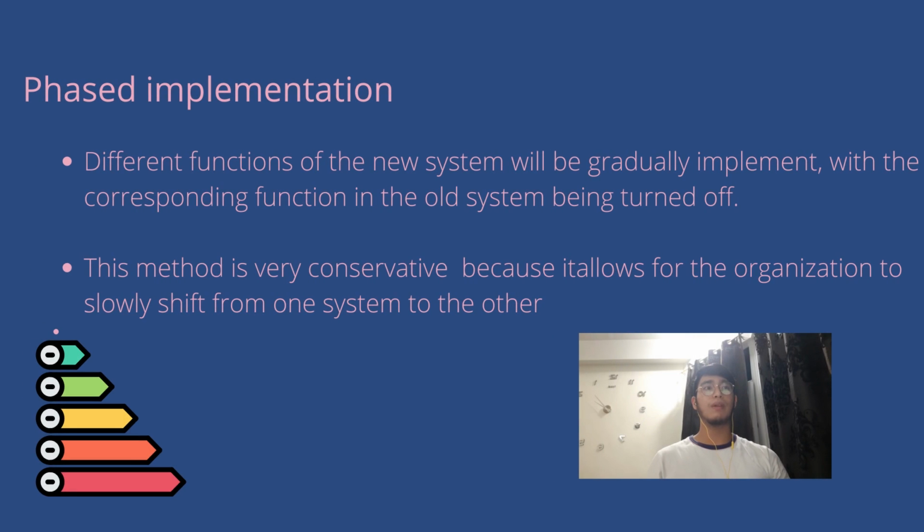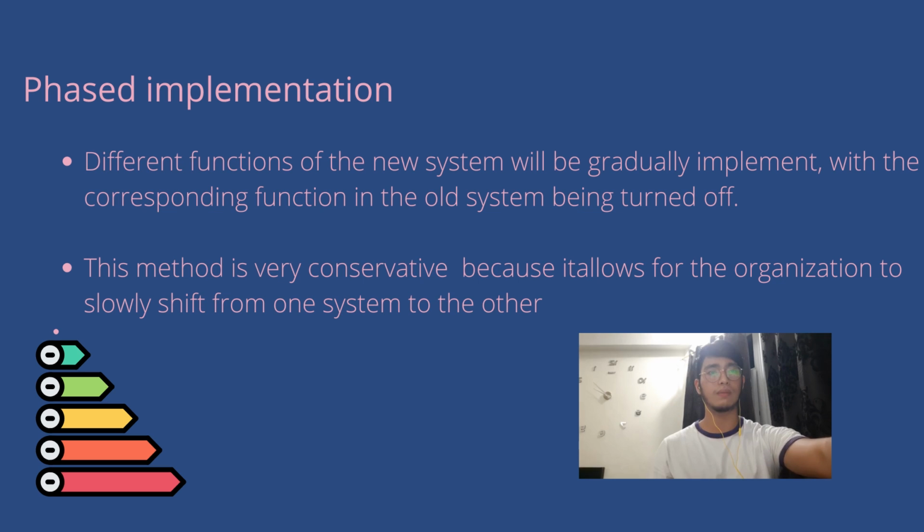The last implementation method I will be sharing with you is the phased implementation method. In a phased implementation method, different functions of the new system will be gradually implemented with the corresponding function in the old system being turned off. The advantage of this method is that each function of the new system can be tested before the whole system is implemented. The disadvantage is that it is slower due to needing to make each function successful before implementing the next. The choice of implementation method to use is dependent on the complexity of the old and new systems, and also the risk the organization is willing to take.